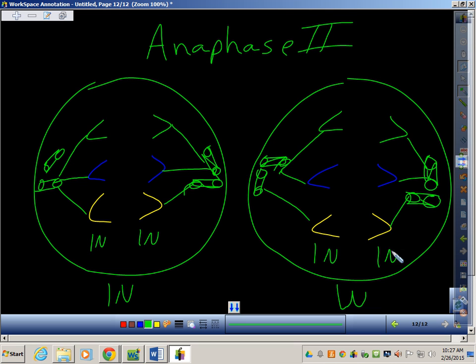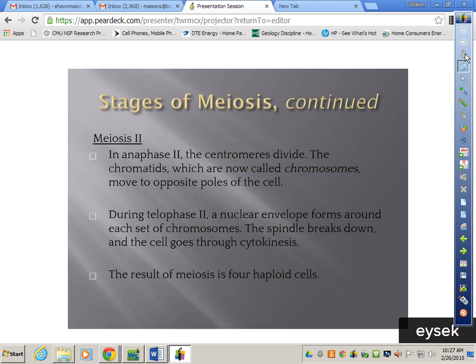So when we finally do get into the last telophase, the nuclear envelope forms around each set of chromosomes, the spindles break down, and the cell goes through cytokinesis. And the result of meiosis is 4 haploid cells. So that means you've got to do one more. Telophase 2. All right, here we go.